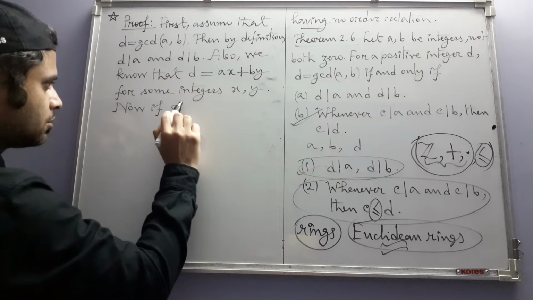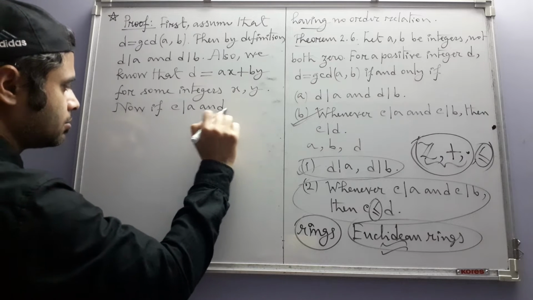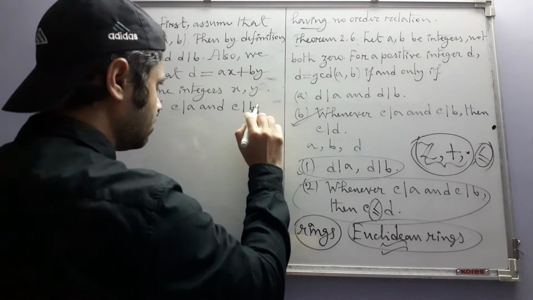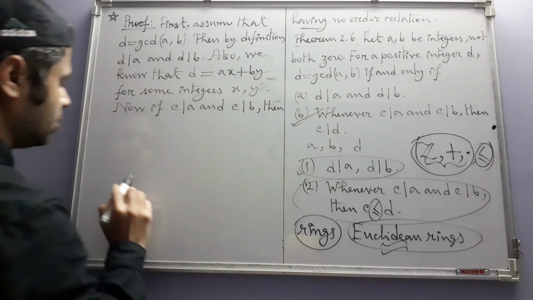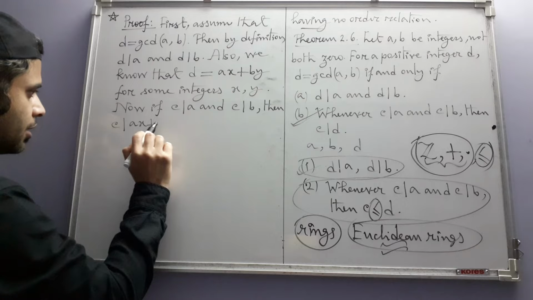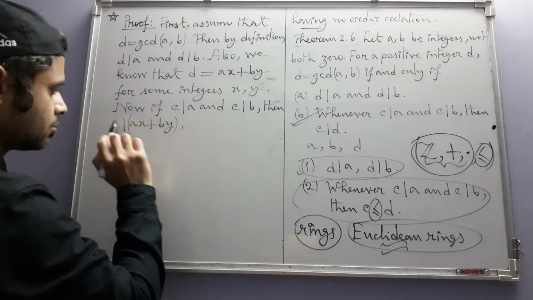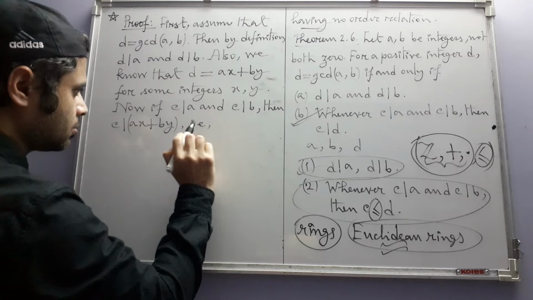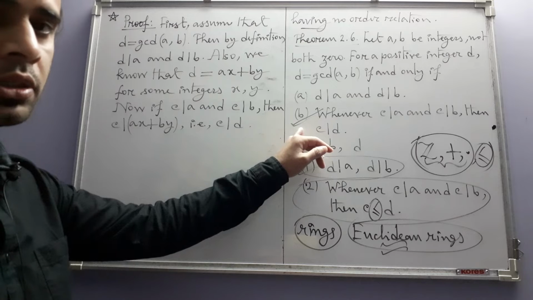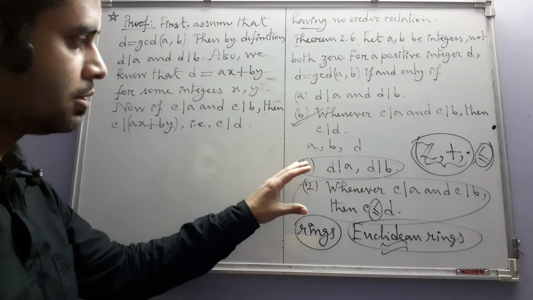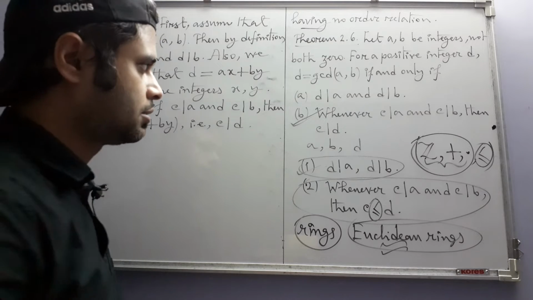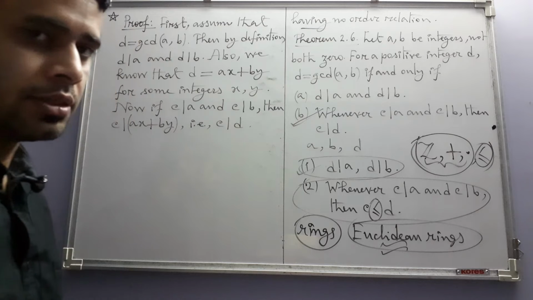Now if C divides A and C divides B, if C is an integer that divides both A and B, then C automatically divides AX plus BY, that is, C divides D. So condition B is also true. That means our ordinary greatest common divisor of two integers satisfies these two conditions.